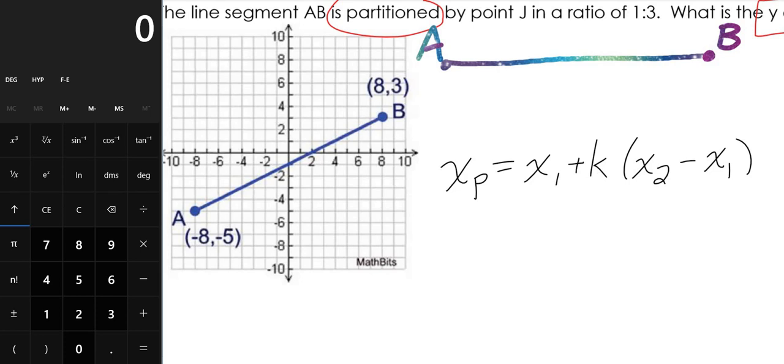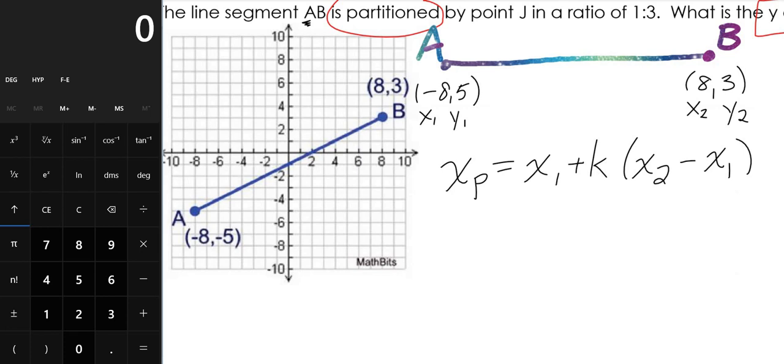So my points are -8, 5. My other point is 8, 3, and I'm getting that from the graph. And my first point A is going to be x1, y1, because it's my first point. And then B is x2, y2. It does matter which one you call point 1 and point 2. So make sure when they list out the name of the line segment, whatever letter they list first, you make sure you call it x1, y1.